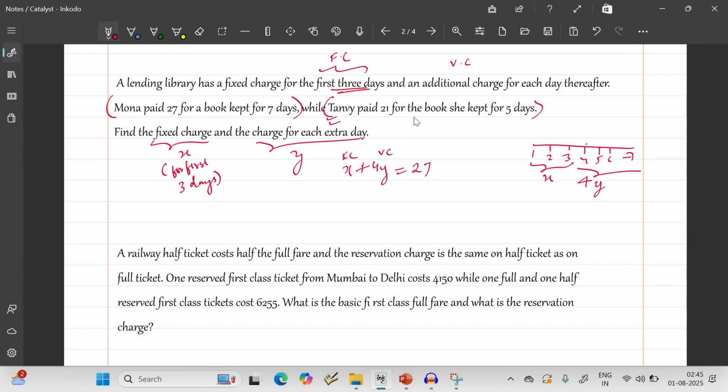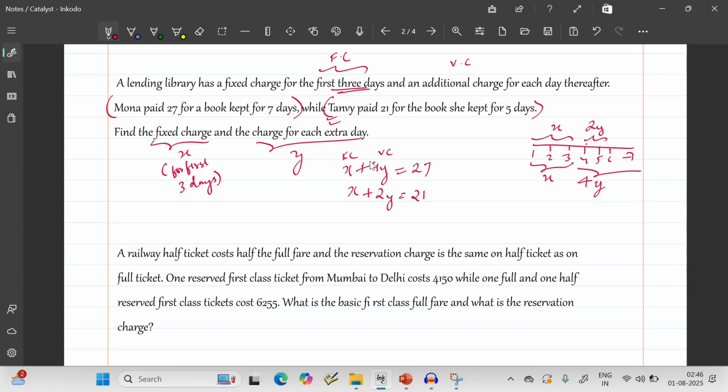Next, how are we going to frame this? They are telling that for the 5 days, the cost is 21 rupees. So first 3 days, it will be X only. And for the 5 days, remaining 2 days, it will be 2Y. So X plus 2Y equal to 21. Same like this. Okay. Only thing is here the variable charge you have to take the number of days after the third day. So students generally make a mistake here.